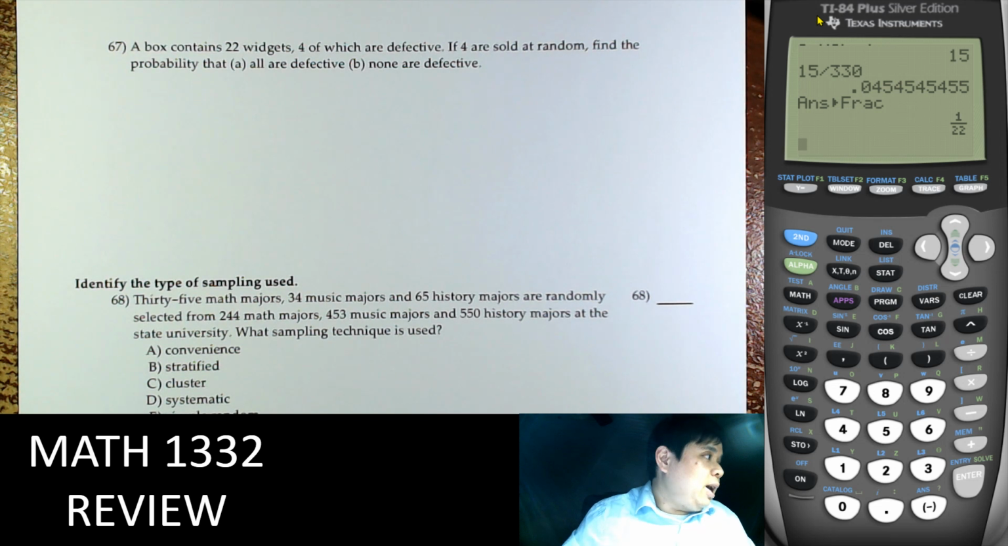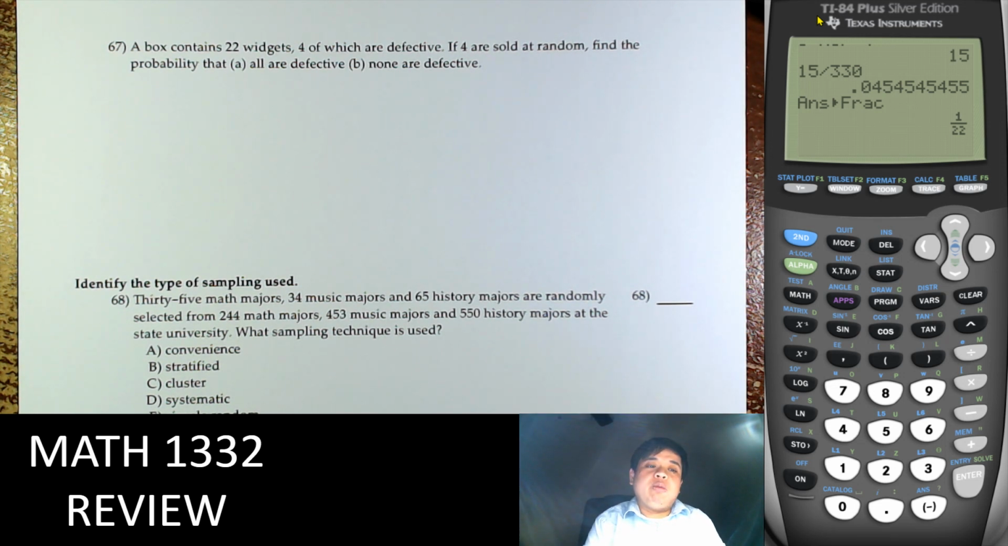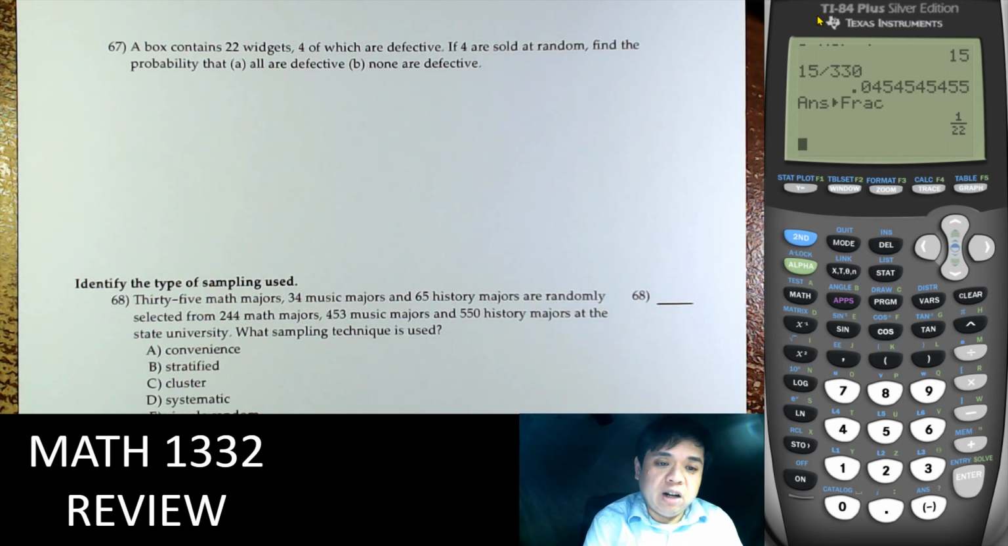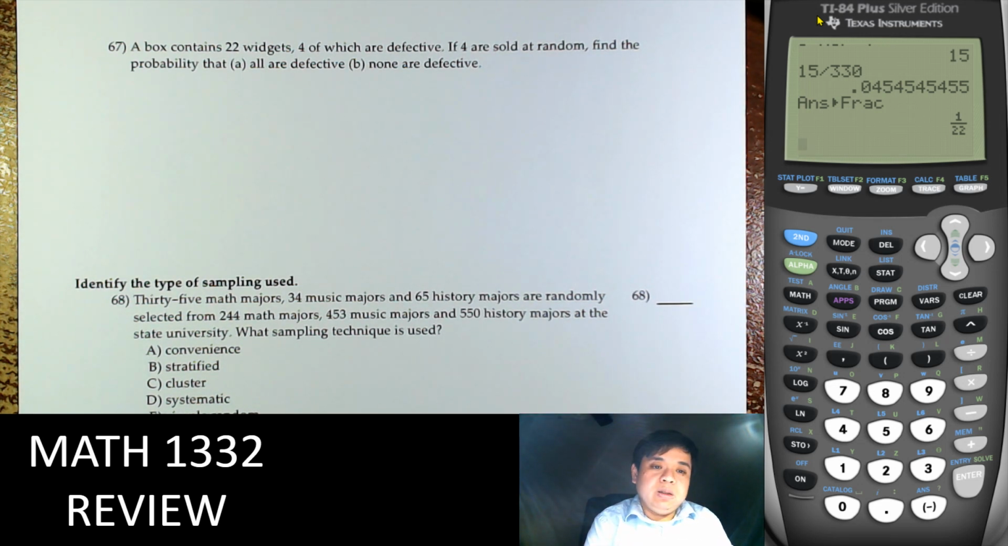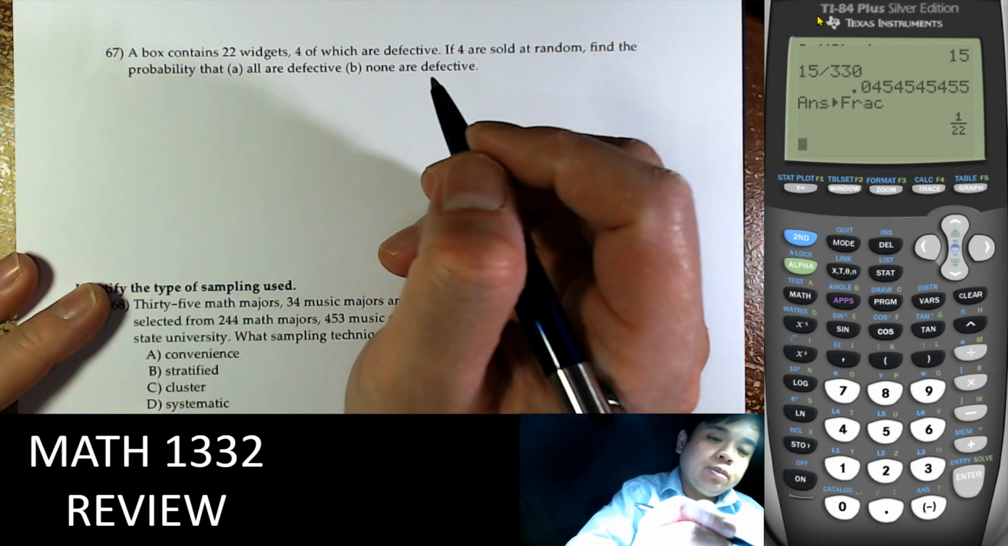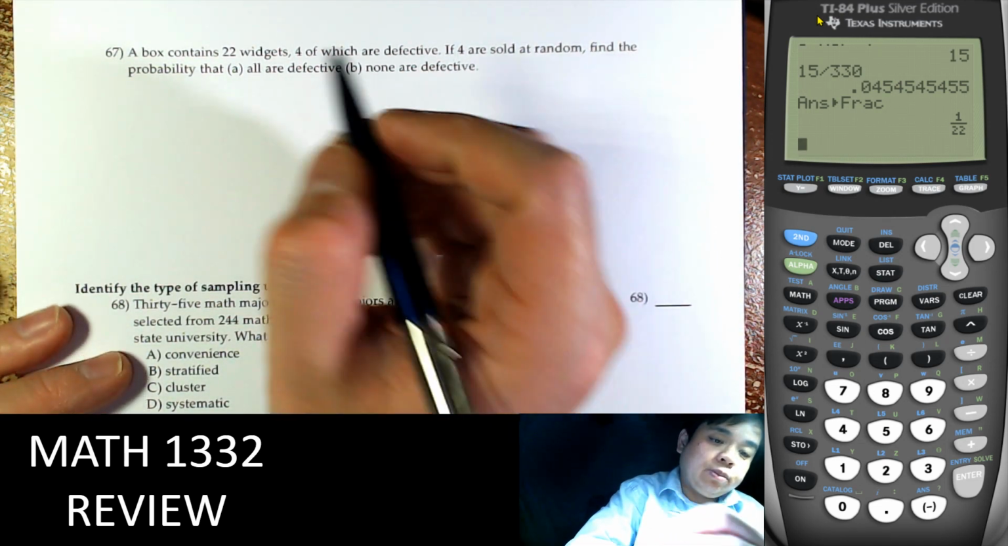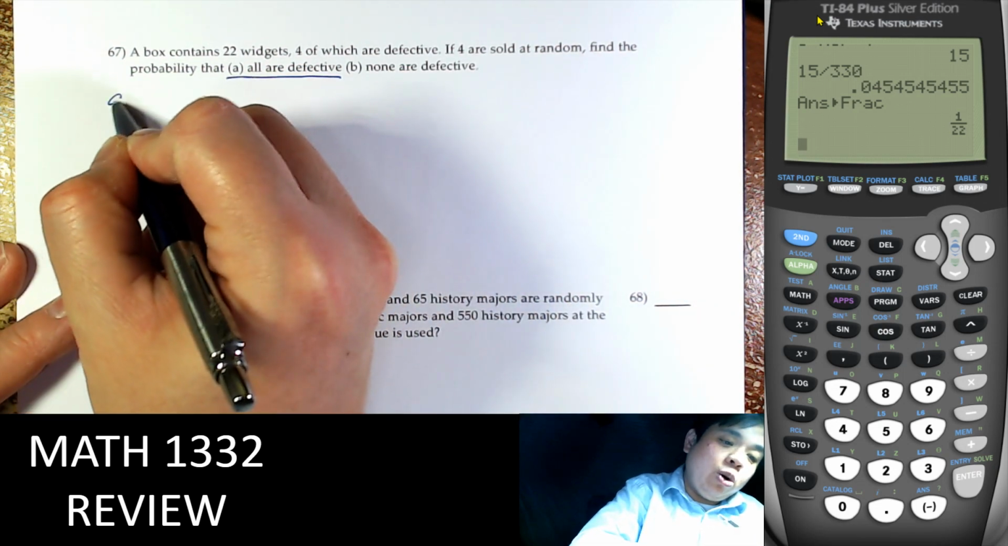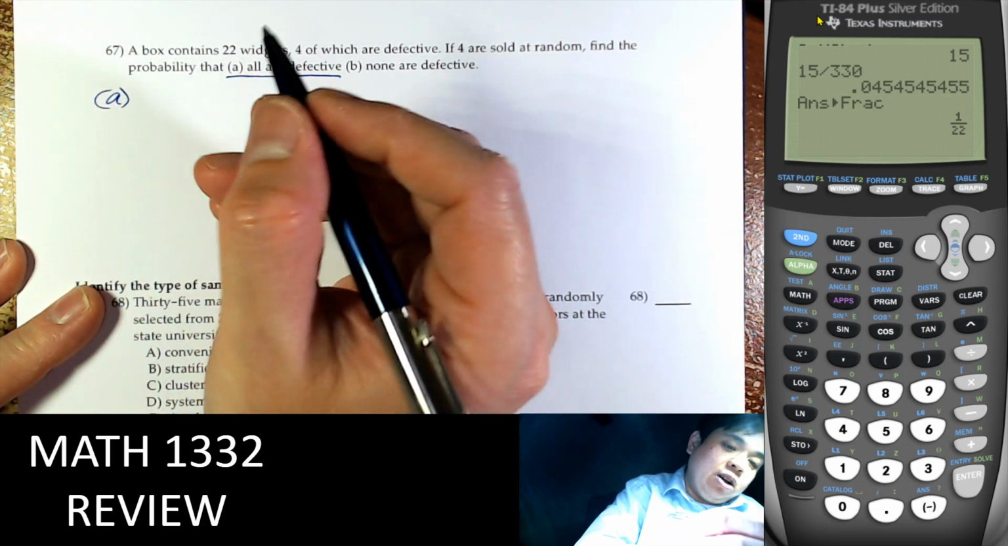Right. Next, a box contains 22 widgets. 4 of them are defective, and if 4 are selected at random, find the probability that all of them are defective and that none of them are defective. Right. So first, all are defective.